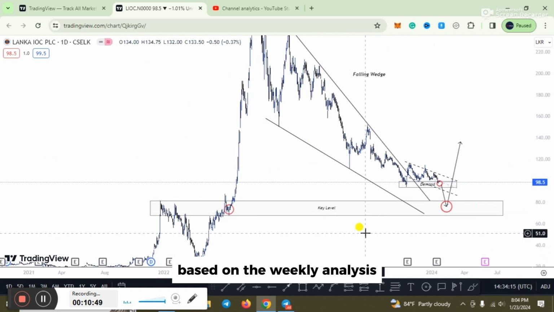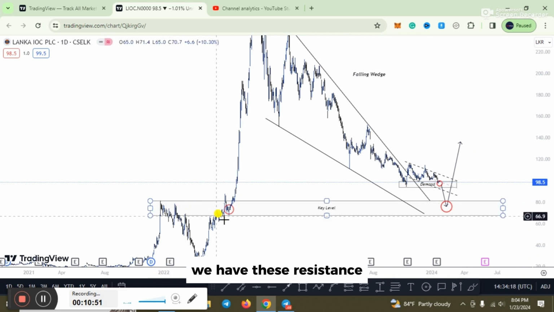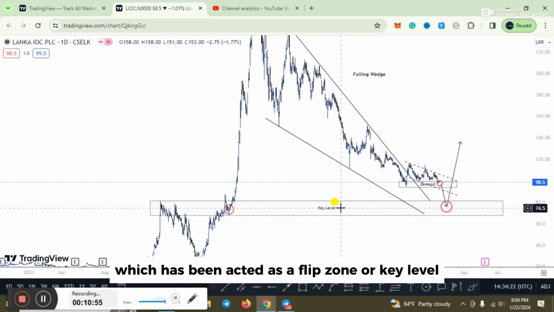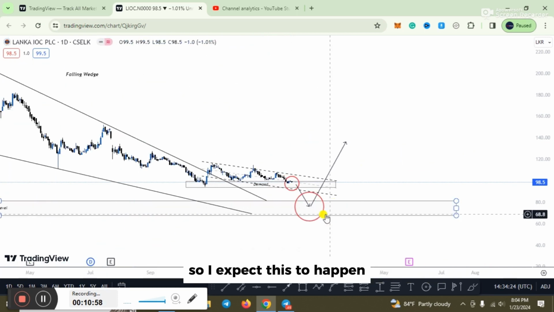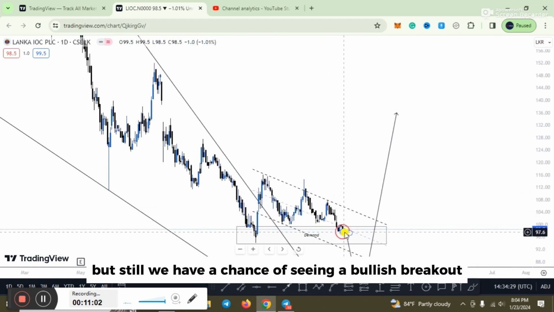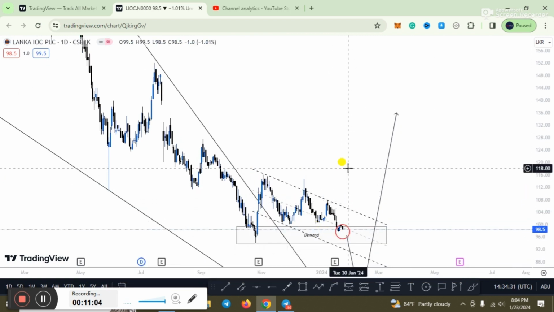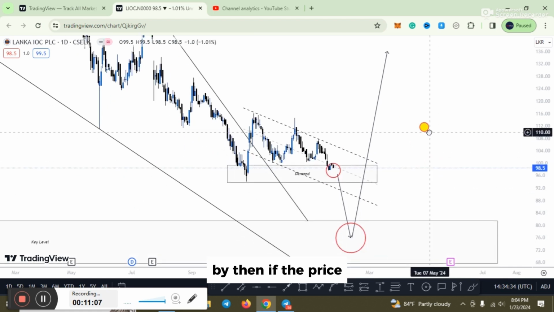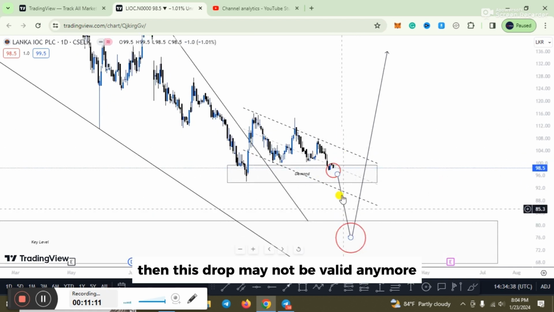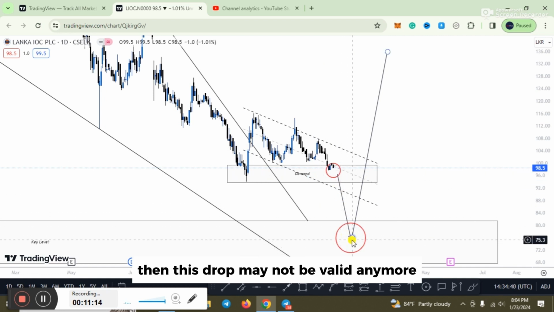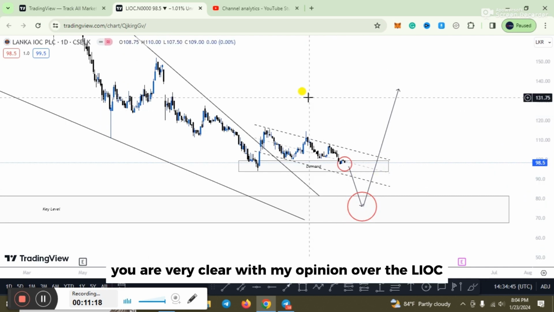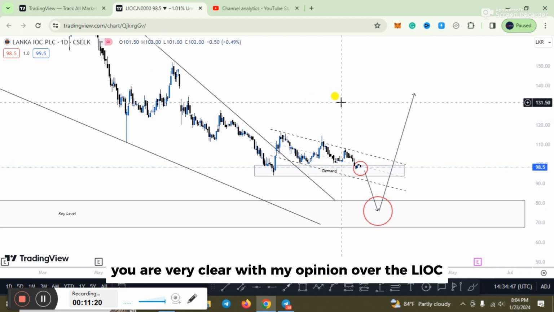Based on the weekly analysis, we have this resistance and then the support, which has acted as a flip zone or a key level. So I expect this to happen, but still we have a chance of seeing a bullish breakout to the upside. By then, if the price confirms a bullish breakout away from this trend line, then this drop may not be valid anymore. So I believe you are very clear with my opinion over the LIOC.